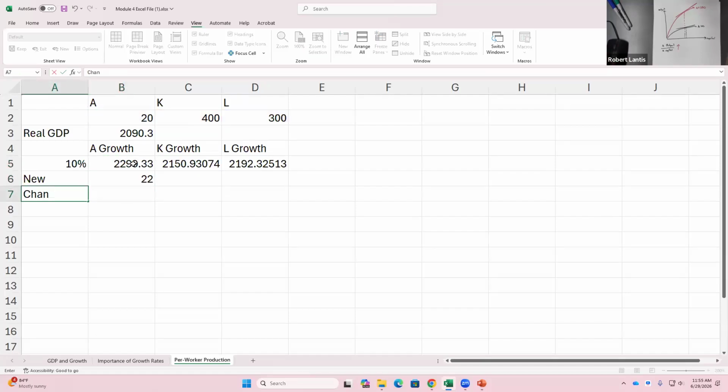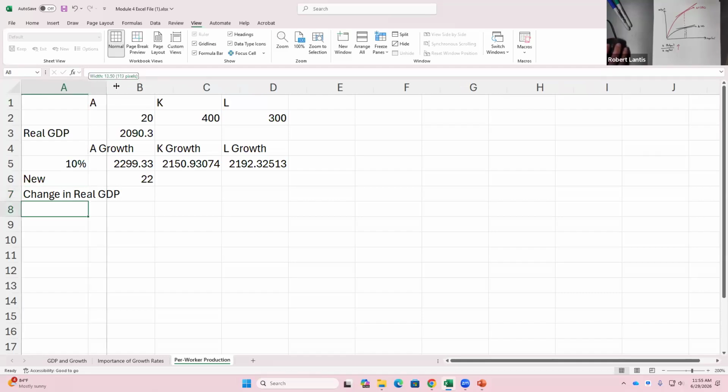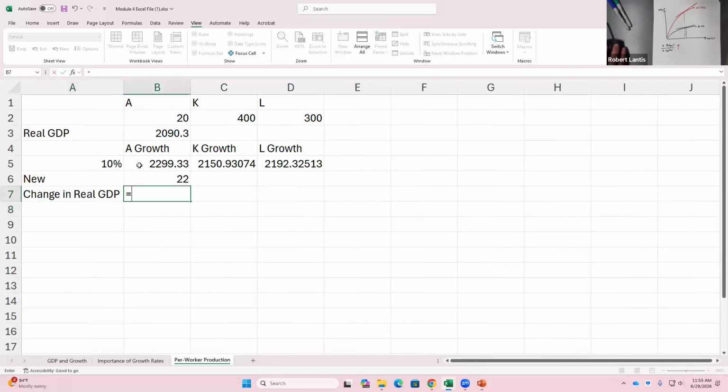So we can calculate those changes in real GDP. It's whatever my new real GDP was after that 10% increase minus whatever the old real GDP was before that 10% increase in total factor productivity. So it goes up by about 209.